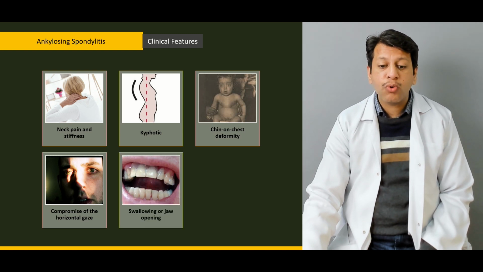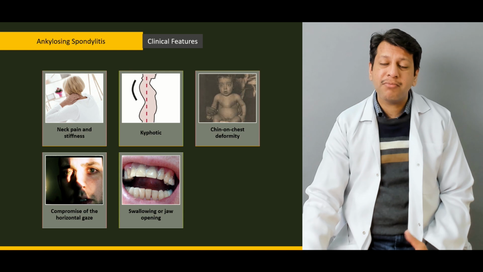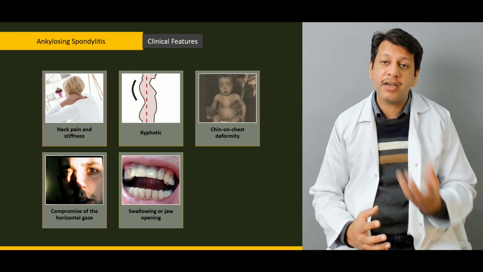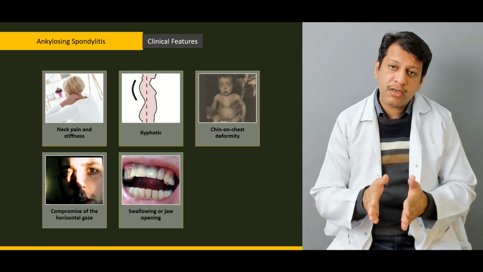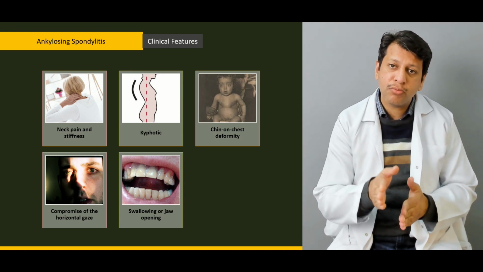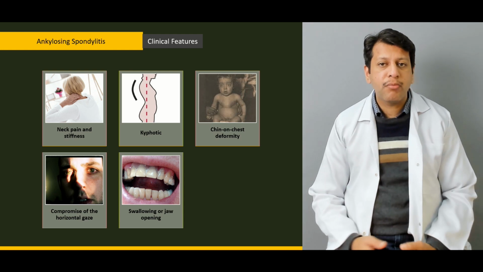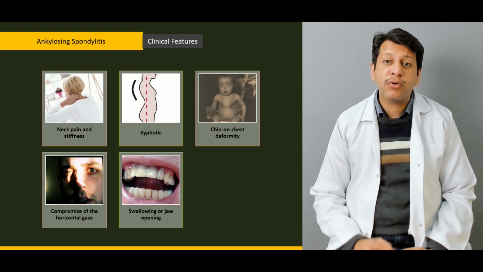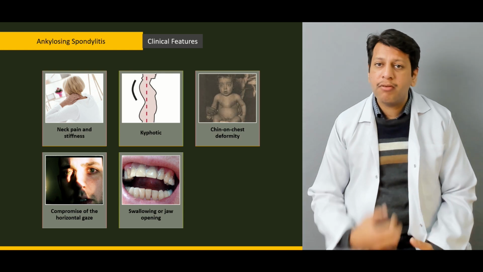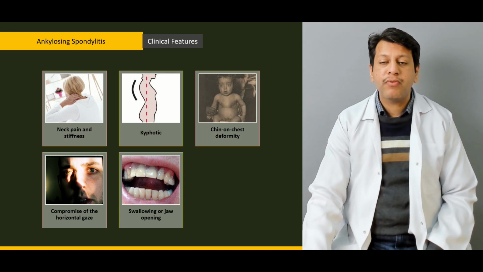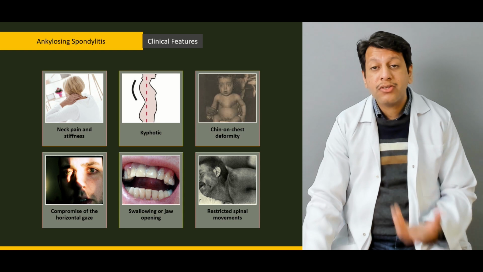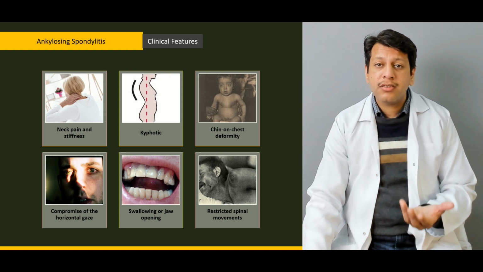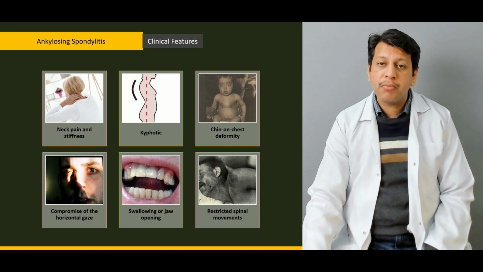There may be associated swelling and difficulty in jaw opening, because it's basically a problem of enthesitis, that is, the enthesis gets inflamed. Enthesitis means inflammation at the interface where a ligament or tendon attaches to the bone. If there is inflammation over there, there will definitely be a lot of problems with joint movements, and the patient may have a locked jaw or difficulty opening the jaw as well. There will be restricted spinal movements, especially flexion and extension of the spine, and lumbar lordosis may be quite affected as well.